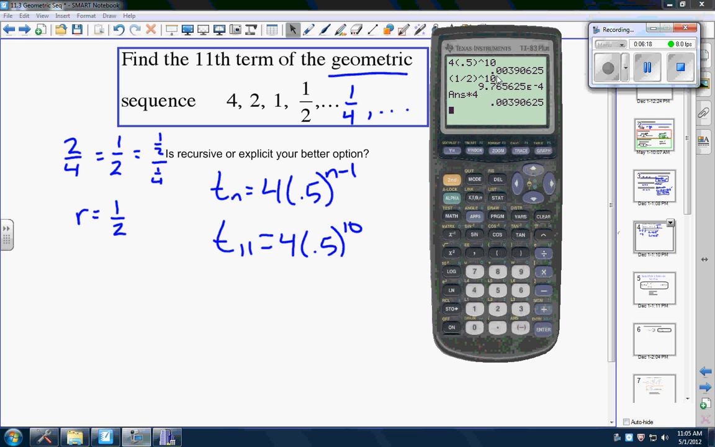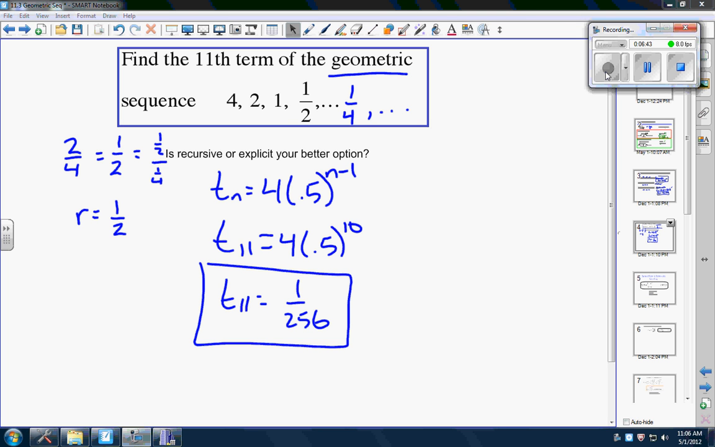So I put two different forms in the calculator here. If you're going to use the 1/2, be real careful. You close those parentheses up before you raise it to the 10th. But anyway, your answer should be 0.039. And if you want, turn that into a fraction: 1/256. Okay, so a lot of questions are going to fall along that similar line there.